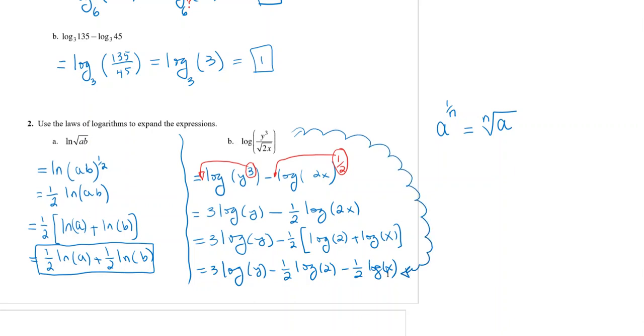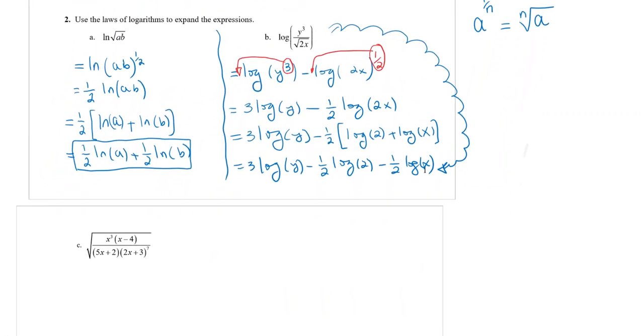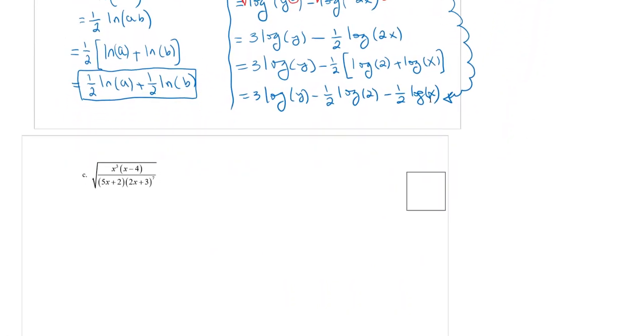Now, eventually it would be nice if you can just go quickly from that problem straight to this last answer by just noticing that any factors on top are going to get a plus, any factors on the bottom are going to get a minus, and then any exponents will just become coefficients. So then you should be able to expand something like this.